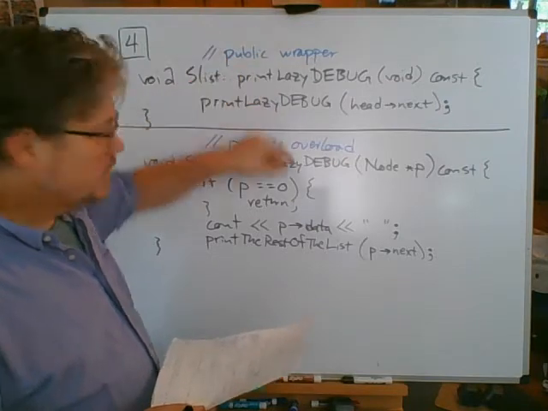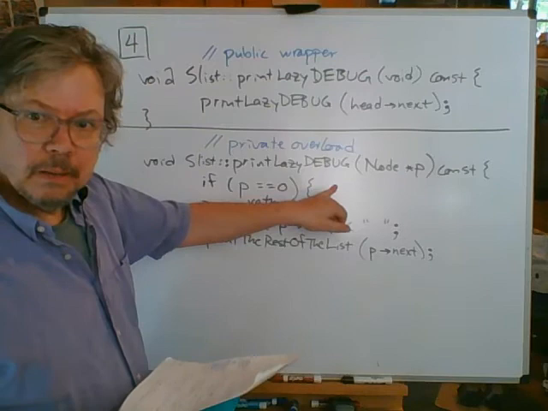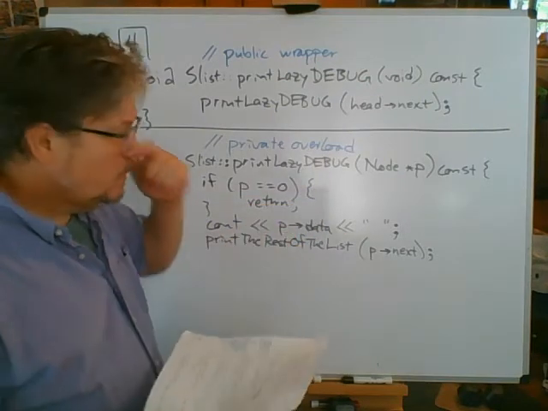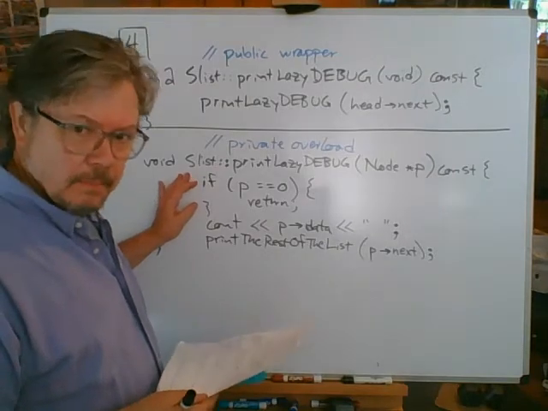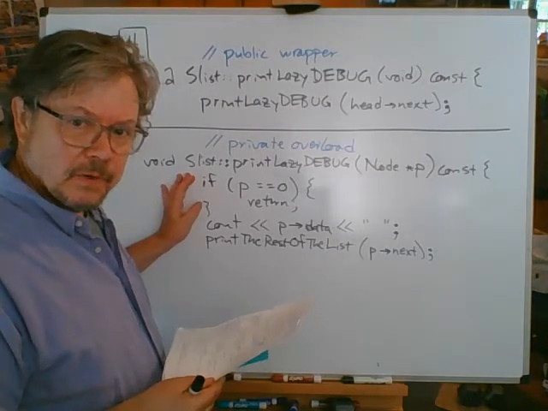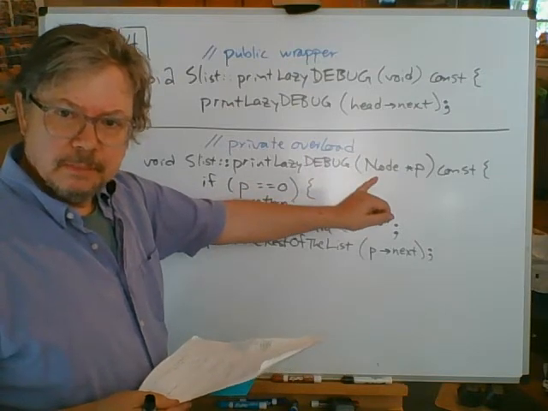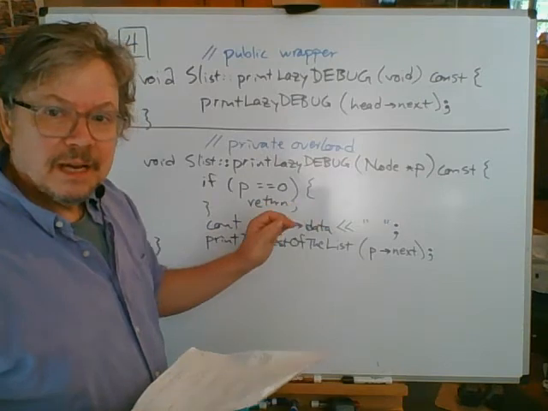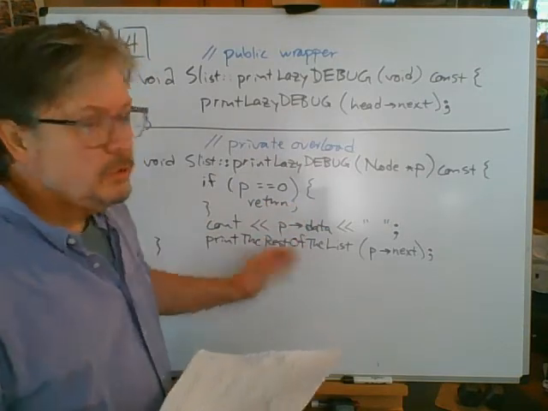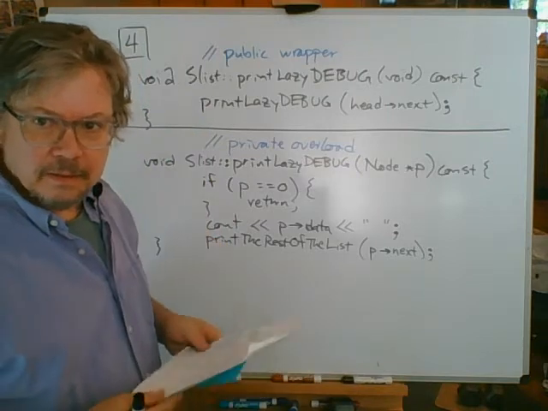Now then, this one has to be private. It cannot be public. Why? Well, because outside of the exclusive club of slist member functions, this is an unknown data type. Node is defined in the header in the private section, meaning this node data type is only known to the functions inside the exclusive linked list class club.